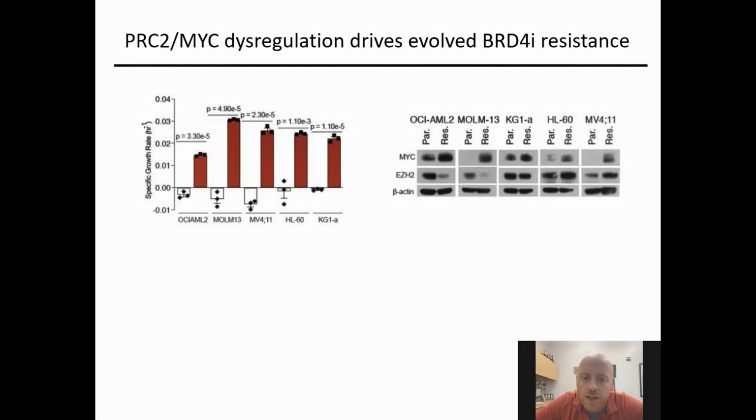Interestingly, we also found that EZH2 loss in 2 of the 5 models was observed coincident with MYC hyperactivation, suggesting that EZH2 loss might actually be driving resistance in these settings.